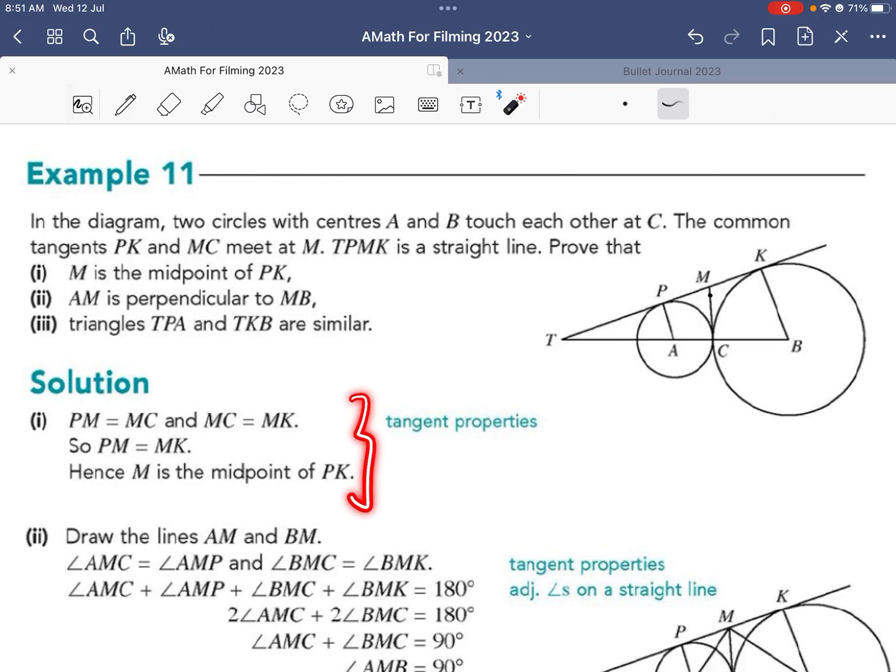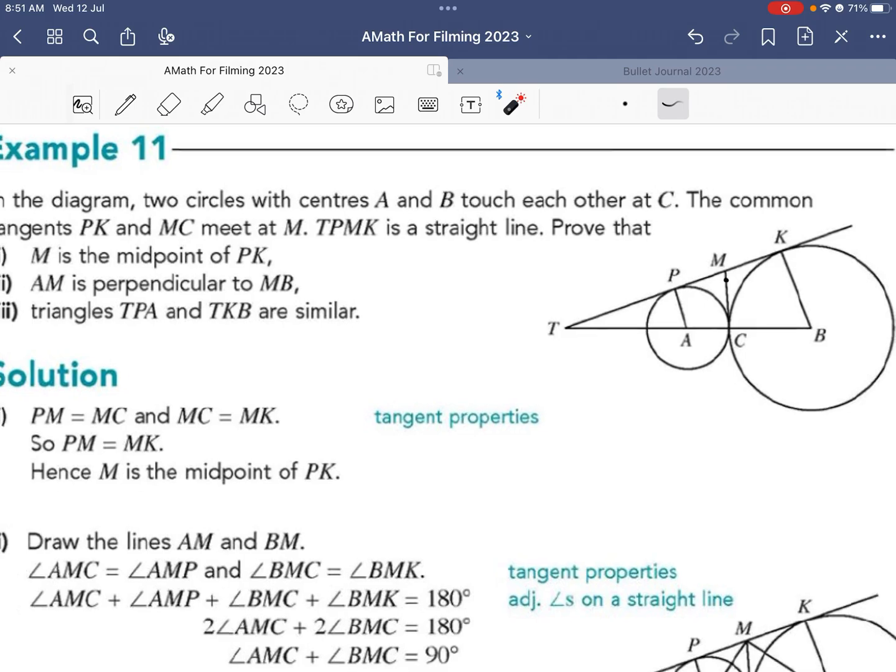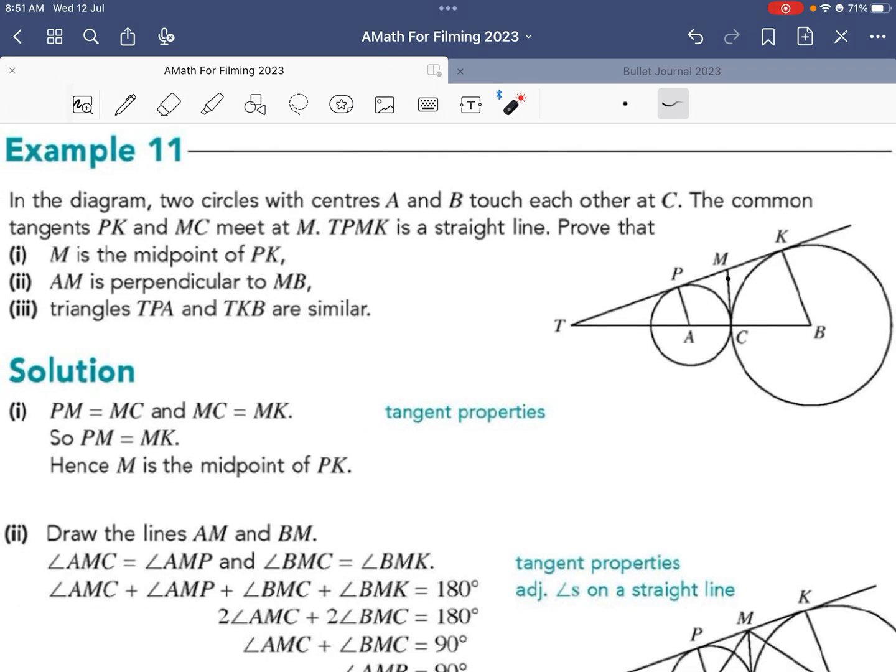Before you read the solution itself, let me highlight this for you to help your understanding. If I highlight this green circle, the tangents to a point, we have PM and CM itself. Since they are tangents to the point M, PM is equal to MC. So far, that's how we get this solution here.